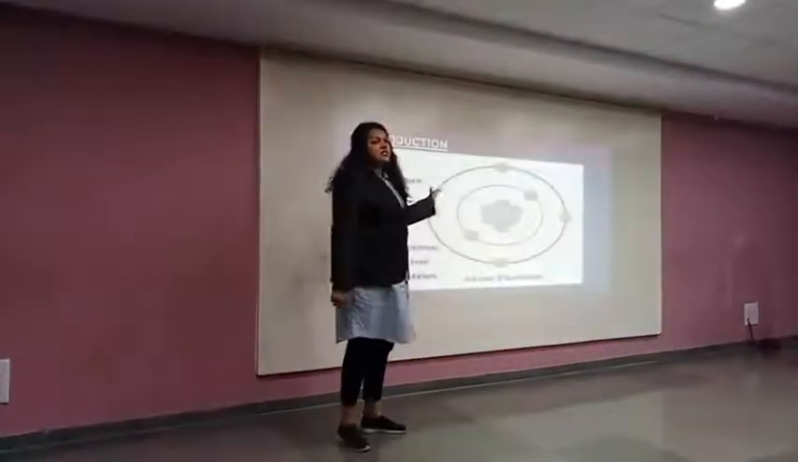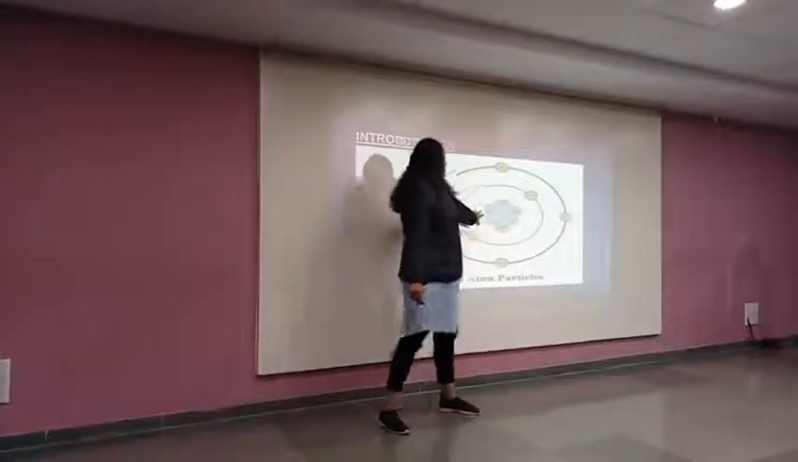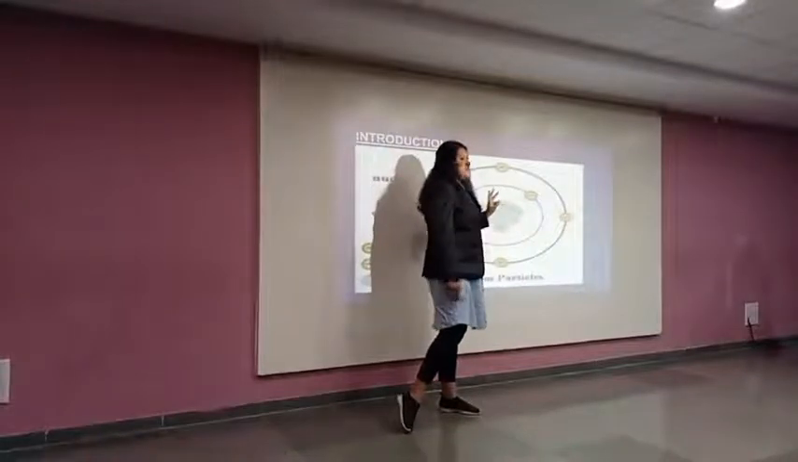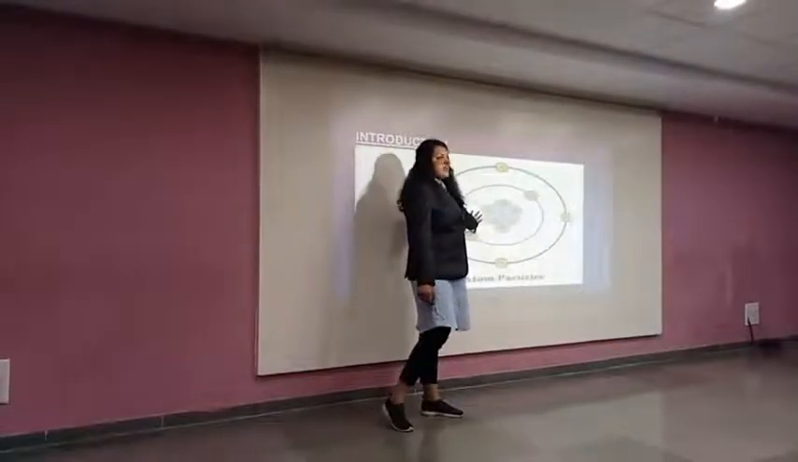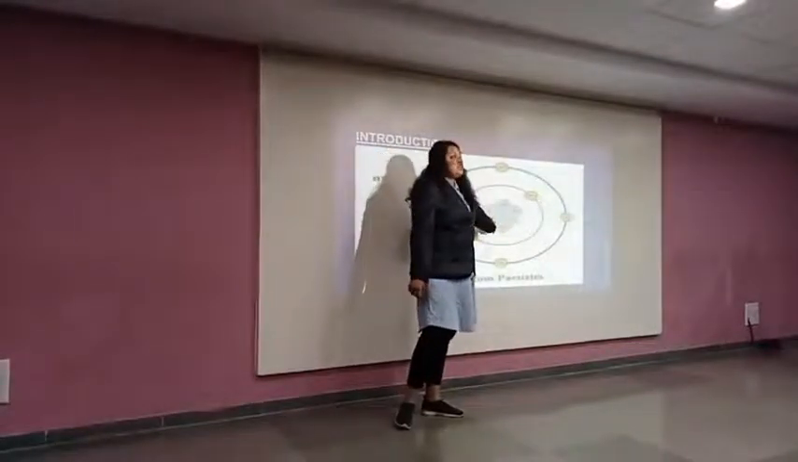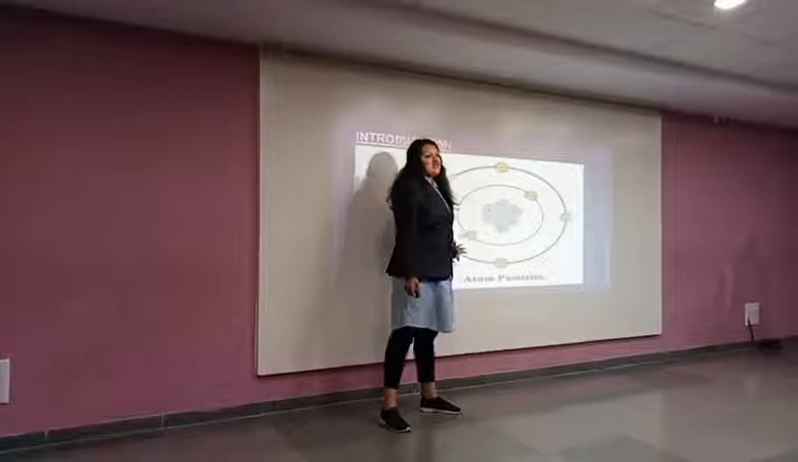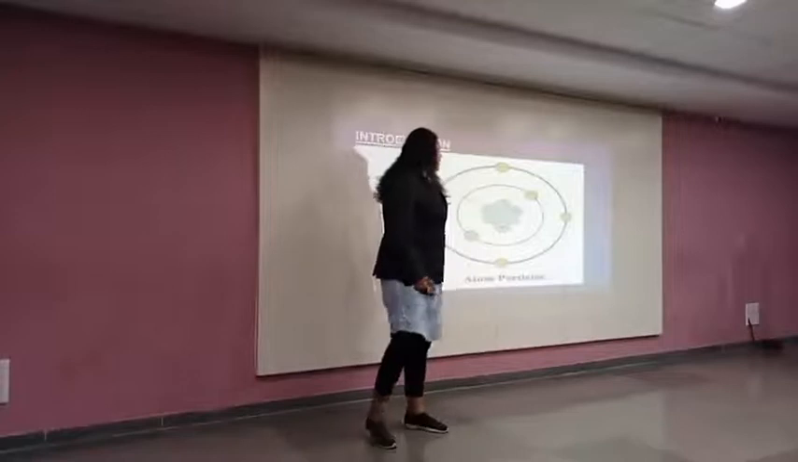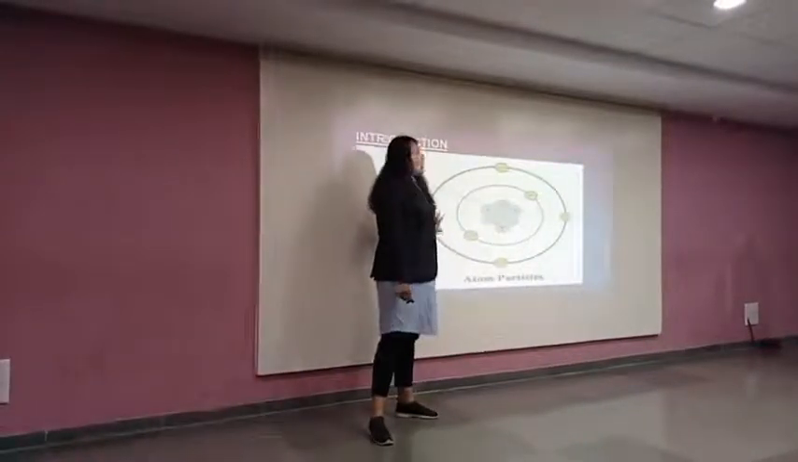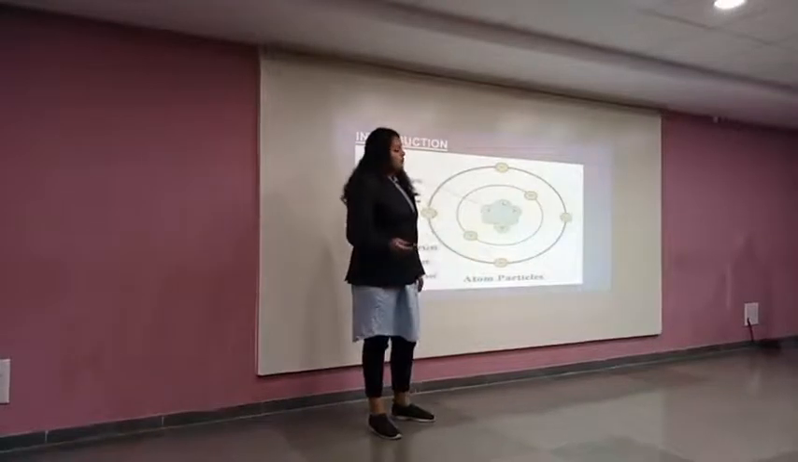Now to explain this method better, this is the structure of an atom. The atom is made up of three particles mainly: protons, neutrons and electrons. Protons and neutrons form the nucleus of an atom. The protons are positively charged and the neutrons are neutral, as the name suggests. And the electrons, which are negatively charged particles, revolve around the nucleus. Now, this process revolves around the electrons and how they can be separated from the atom and used to sterilize the products.